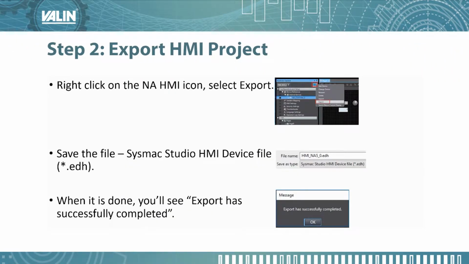Once that is created, at this point you want to export your existing HMI project. So how do we do that? We want to right mouse click on the NA HMI icon and select export. And then the next screen will have the HMI_NA5_.edh. You want to select that, and when it's done, the export has successfully completed window will show up. So you click OK here.